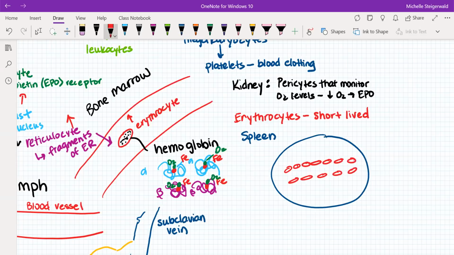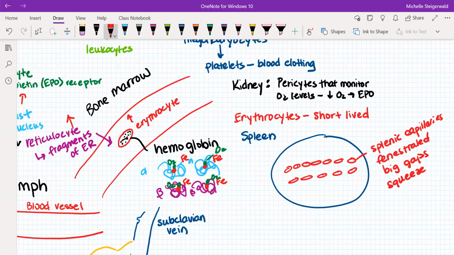Because while all capillaries are just a single cell thick, and have some gaps between them to allow ions and fluid to pass through them, these splenic capillaries are what we call fenestrated, meaning they have very big gaps. Big enough that you can actually squeeze these erythrocytes through.